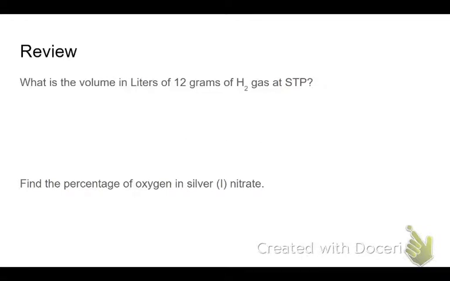Try to calculate the volume in liters of 12 grams of hydrogen gas at STP, and also try to figure out the percentage of oxygen in silver 1 nitrate. So these should be fairly easy for you to do.